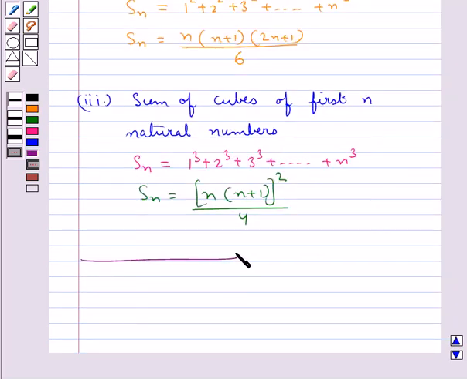This completes the session. Hope you have understood the concept of geometric progression, relationship between arithmetic mean and geometric mean, and the sum of n terms of some special series.